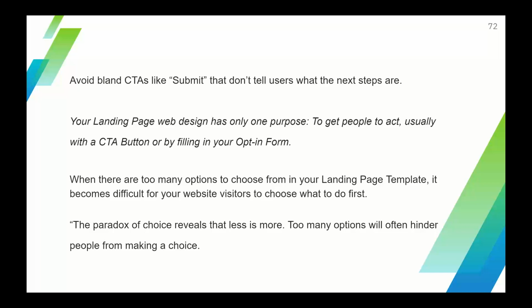Your landing page has only one purpose: to get people to act, usually with a call to action button or by filling in your opt-in form. Here is an important thing: don't let the website visitors get confused. When there are too many options to choose from in your landing page template, it becomes difficult for your website visitors to choose what to do first. The paradox of choice reveals that less is more. Too many options will often hinder people from making a choice. Actually, let me go back here.